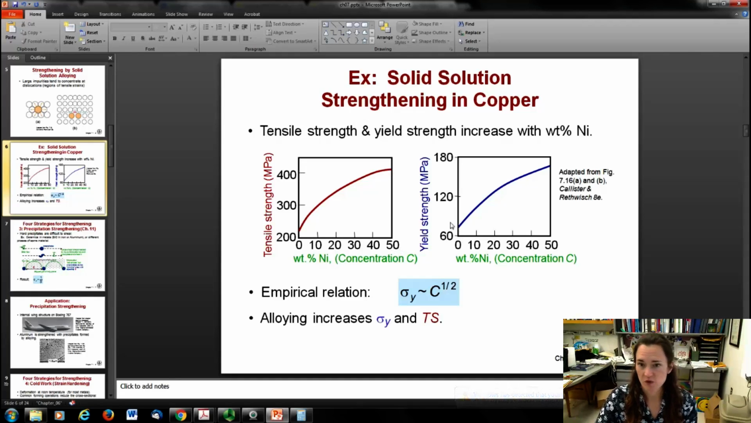And then the yield strength, same way. It starts out here at maybe 80 or so megapascals, and it goes up to over 150 by the time you increase the weight percentage of nickel. So that shows you how big an effect forming a solid solution can have on increasing the strength of the material because it prevents the slip. There's an empirical relation relating those two. Yet again, it's just a fit to the curve. There's no fundamental real thing here. It just shows that the yield strength goes as the concentration to the 1/2 power roughly. And alloying is going to increase yield strength and tensile strength.